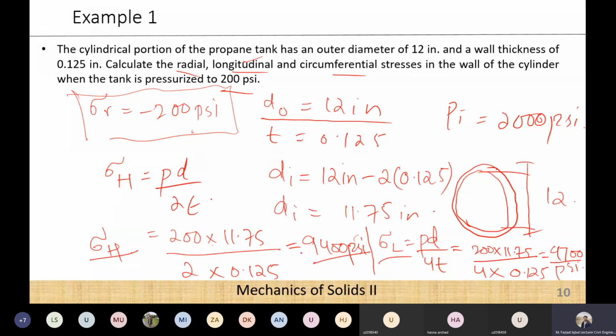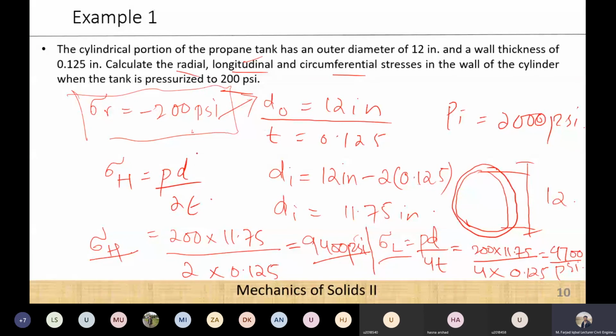So if a cylindrical section is designed considering these longitudinal and hoop stresses, it will automatically satisfy the condition of radial stress, and we don't have to take that into account. So that was the reason that these stresses are neglected in the case of thin cylinders.